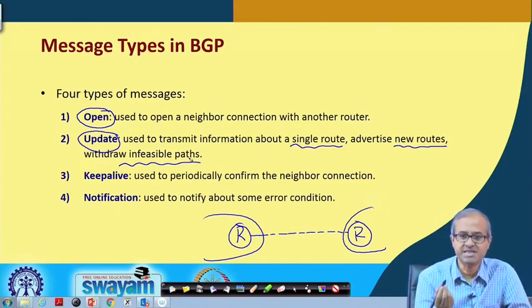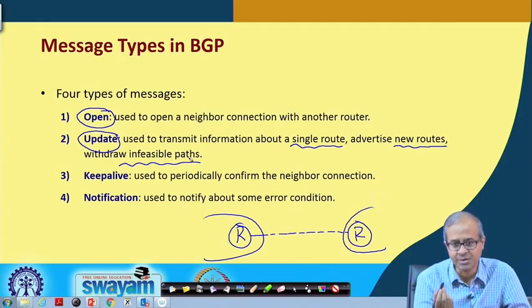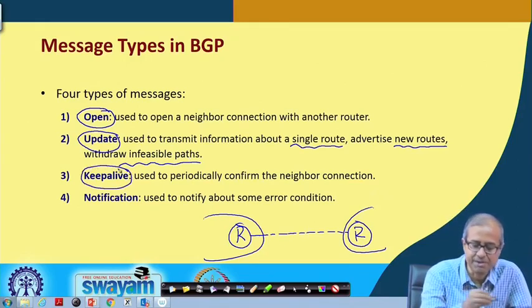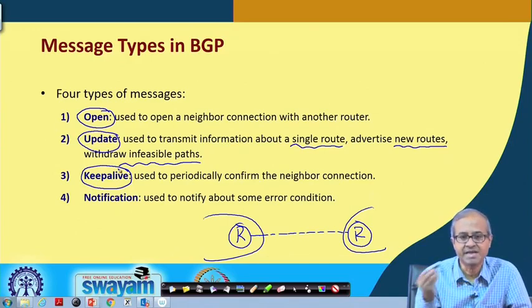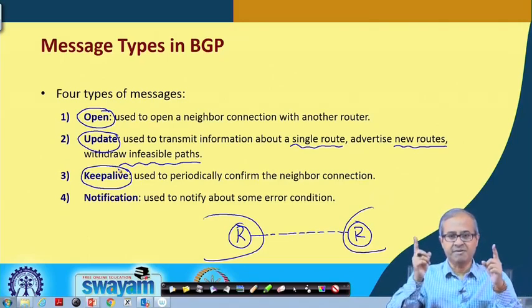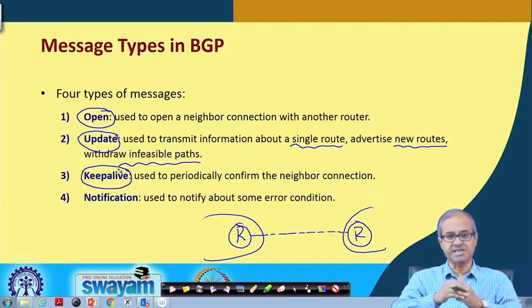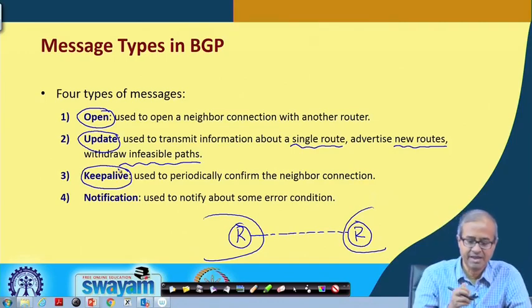And just like the hello message in OSPF, here in BGP there is a message called keep alive. Keep alive messages sent between the neighbors will maintain that connection alive. If you do not send keep alive for a certain amount of time, the neighborhood connection will be automatically terminated. It means that one of the two parties is not interested in exchanging BGP messages anymore. Okay?